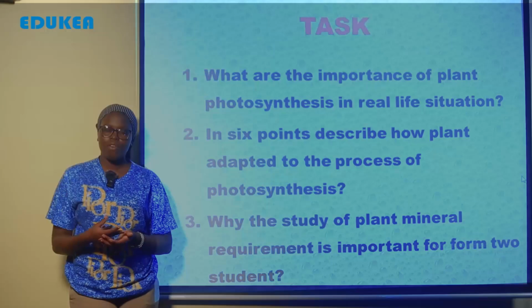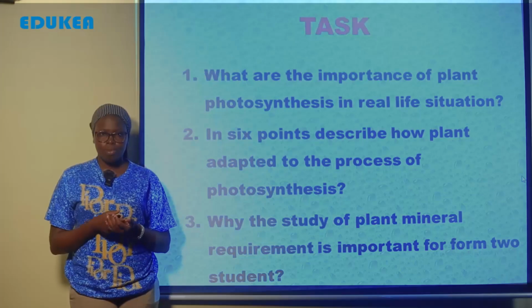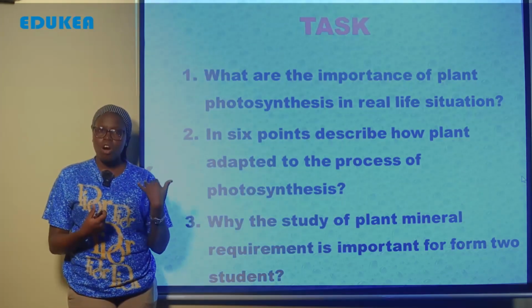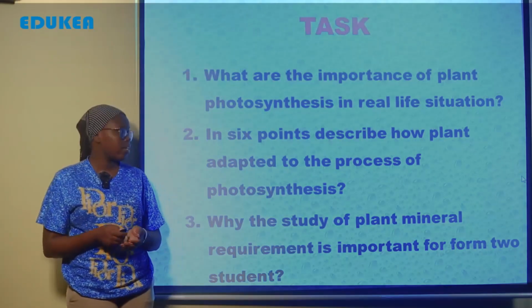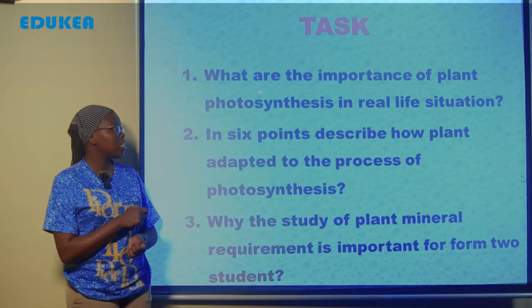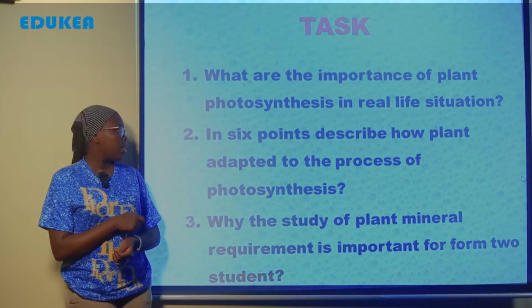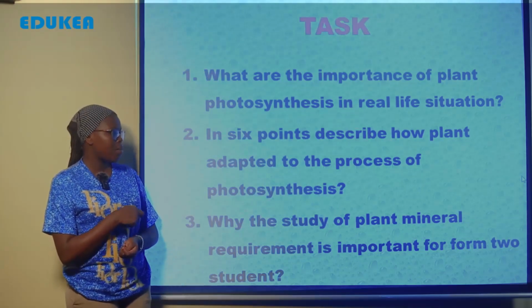Now, my lovely students, here there is a test for you. You have to take note of it. Also, go through the notes so as to test your understanding. The first question states: what is the importance of plant photosynthesis in real life situations? The second, in six points, describe how plants are adapted to the process of photosynthesis. And the third, why is the study of plant mineral requirement important for Form 2 students?